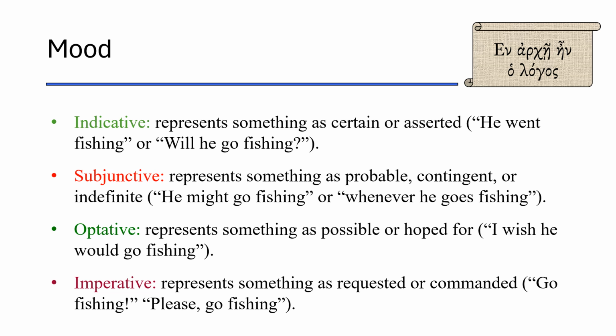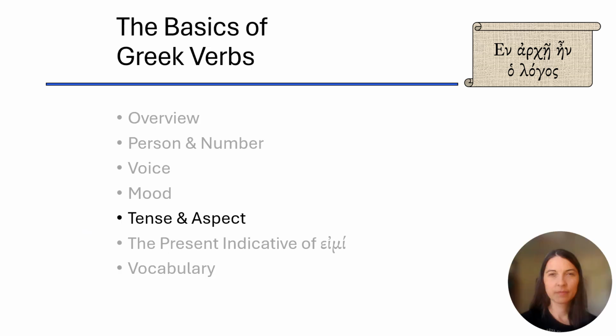The subjunctive mood represents something that's probable, contingent, or indefinite. He might go fishing, or whenever he goes fishing. The optative mood represents something that's possible or hoped for. I wish he would go fishing. The imperative mood represents something as requested or commanded. Go fishing, or please go fishing.